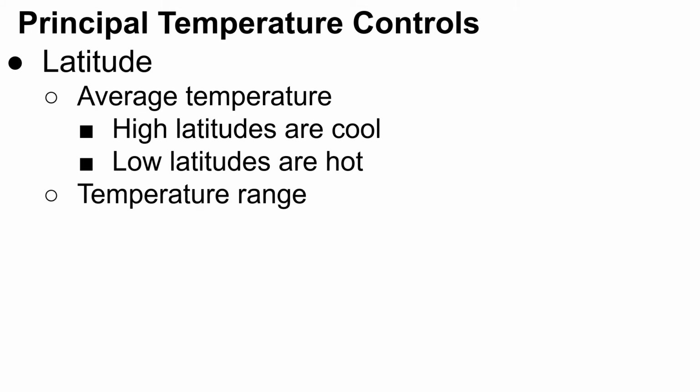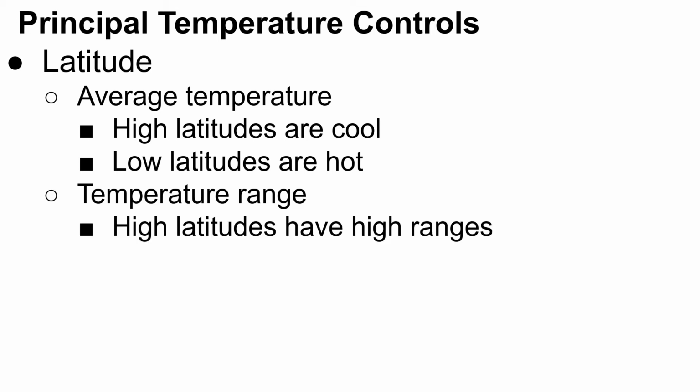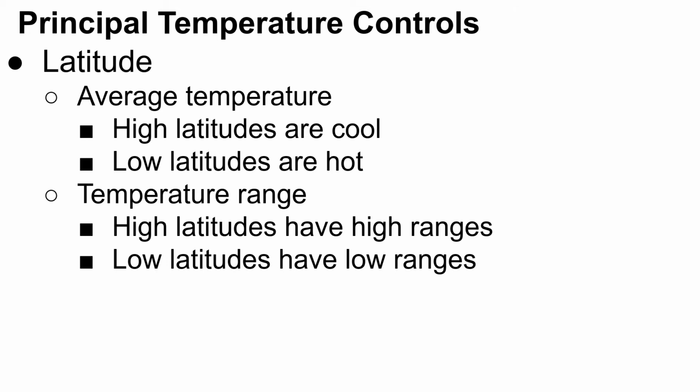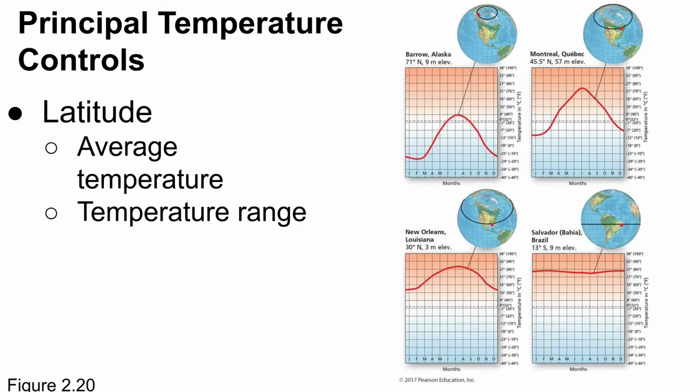Latitude is also going to control the temperature range. High latitudes have a high temperature range. Low latitudes have a low range. So there's this inverse relationship between average temperature and temperature range, that high latitudes are cool, but they have a high temperature range from summer to winter. Low latitudes, like the tropics, are hot year-round, and they have a low temperature range.